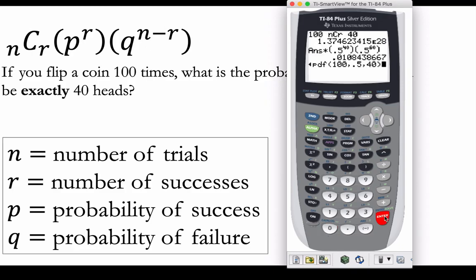Go to hit enter, and we'll get the same number. You see that? Nice and easy. So you see right here how it says binompdf with parentheses 100, comma 0.5, and then comma 40. You might have the other screen, but this is the same thing. It's the number of trials, probability, number of successes. And that's the binompdf function.